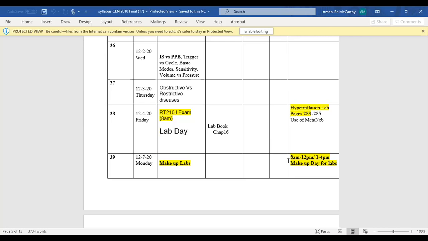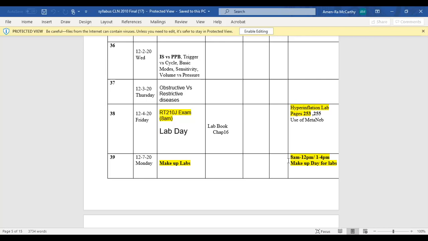So if you need to make up a lab, you need to be here and be ready to do that Monday after the exam. Okay, now that means you need to let me know ahead of time which lab you're prepared to do, because I can't do 100 different labs in one day. If you know which one you need, say, Mr. McCarthy, I need the tank lab for Monday or whatever. That way I can be prepared and have the stuff out that you need.